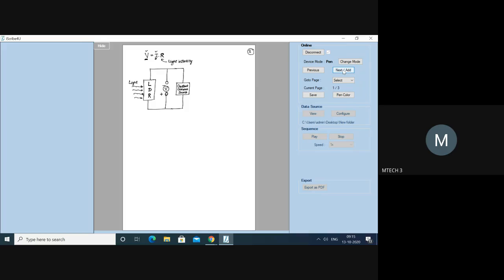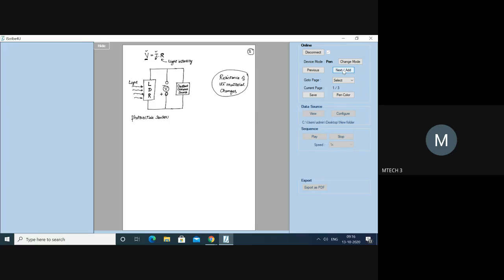So this is what is called the photoconductive sensor. In a photoconductive sensor, the resistance of the material changes. This is very important. The resistance of the material changes, and this is the principle of photoconductive sensors. Now we'll go to the last one, the photovoltaic sensors.